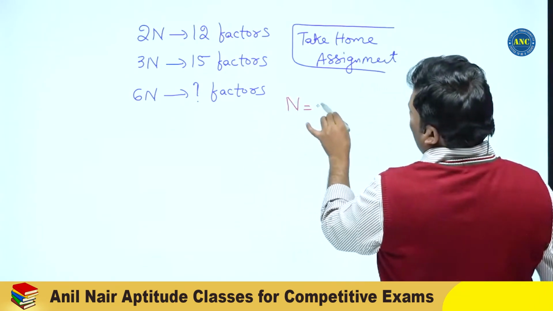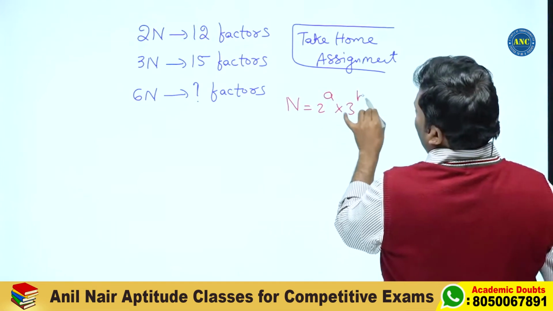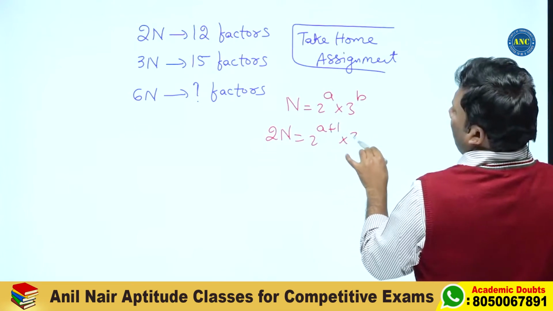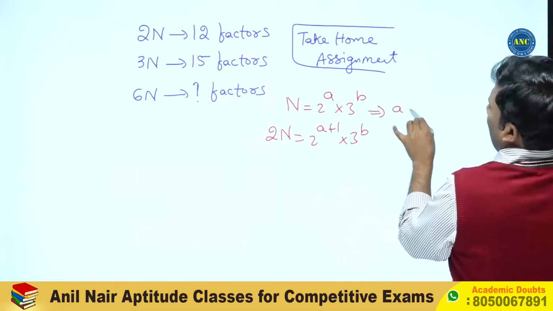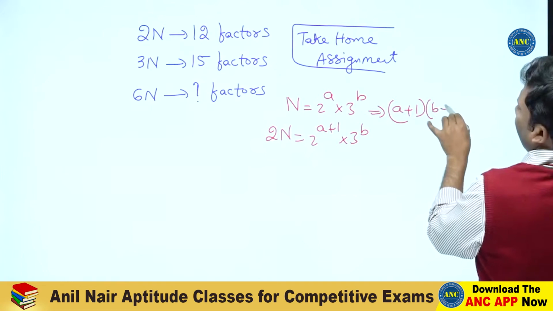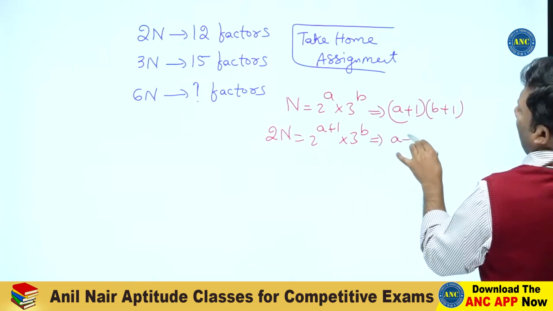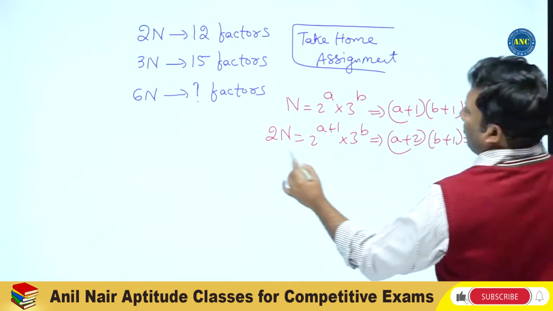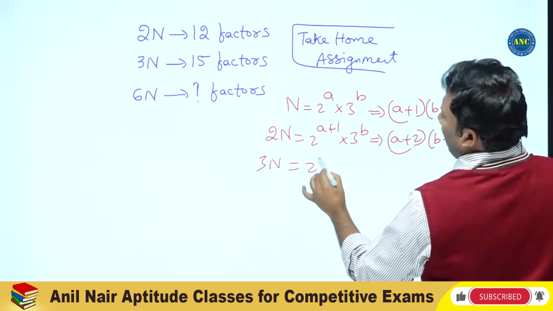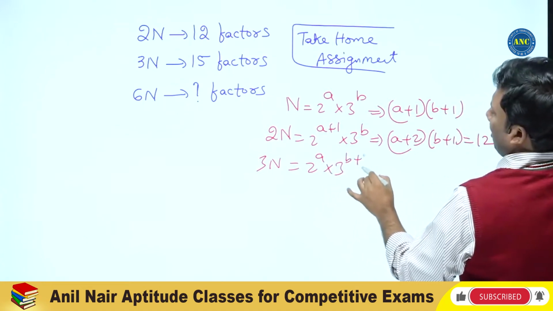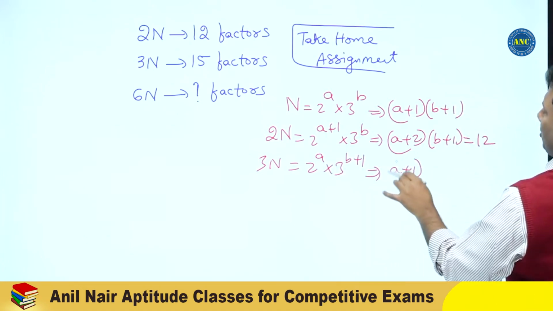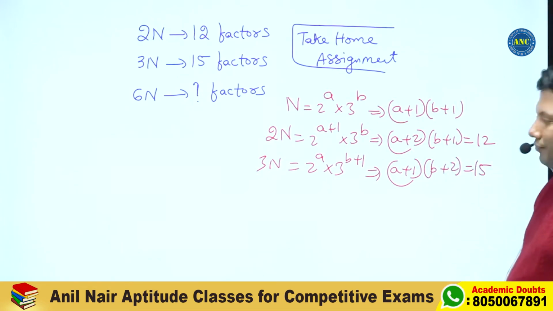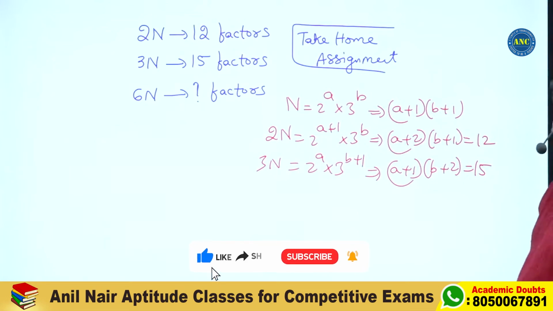Number multiplied by 2, number multiplied by 3. So n is equivalent to 2 power a into 3 power b. 2n will become 2 power a plus 1 into 3 power b. Number of factors: a plus 2 into b plus 1. It is 12. Are you all with me? Number 3n: 2 power a into 3 power b plus 1. Number of factors: a plus 1 into b plus 2. It is 15. I hope the idea is clear.